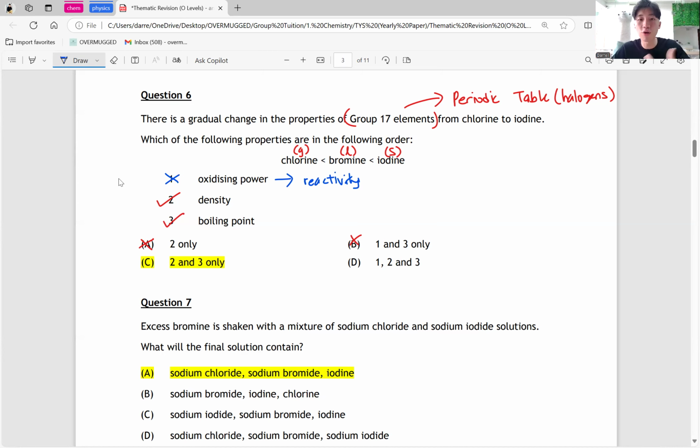All right, and that's how you actually approach the question, by recognizing that they are testing you on trends in the periodic table, subsequently by looking at each pointer and understanding how they are related. Density and boiling point are related to physical properties. So usually when boiling point increases, generally, sweeping statement, density will increase because all physical properties would follow a trend. But for oxidizing power itself, it's talking about reactivity. So it doesn't necessarily follow the same trend as your physical properties.